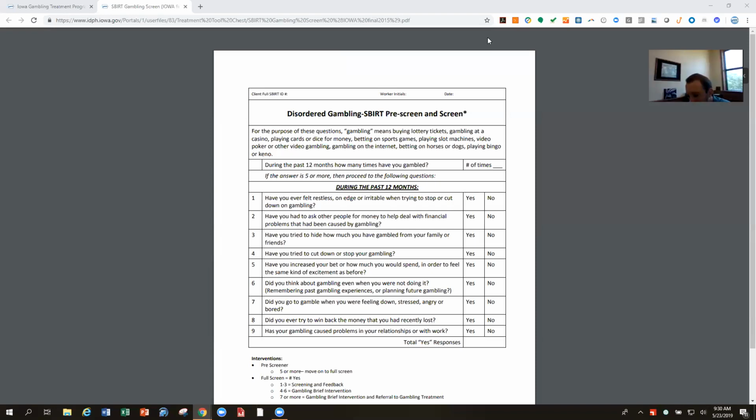Yep. So the disordered gambling screener right now is part of the substance use evaluation. So we're not billing for that when it's part of the substance use evaluation. Although I'm hopeful that IDPH will let us all bill for that as part of the IPN. Okay.